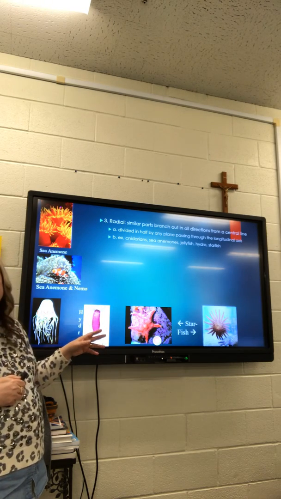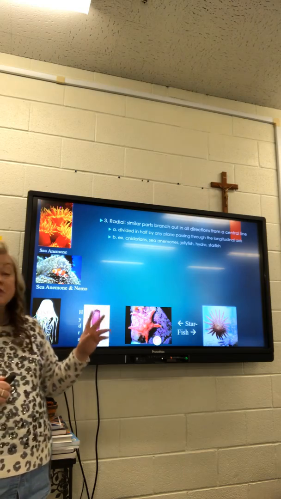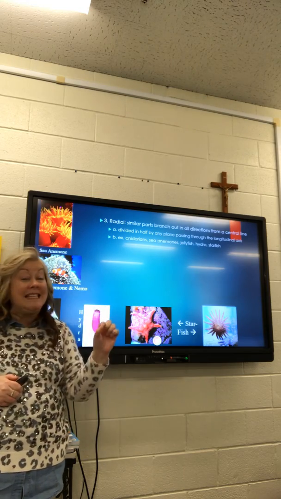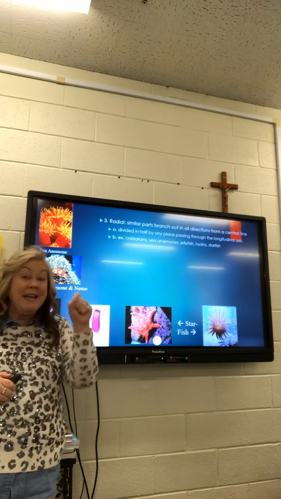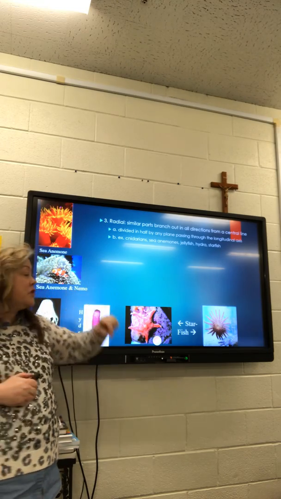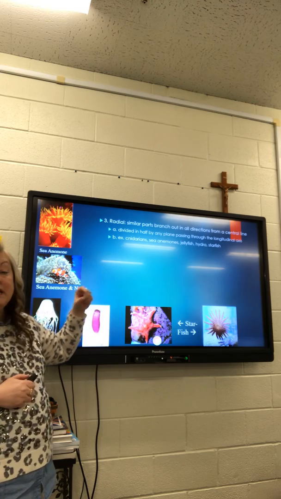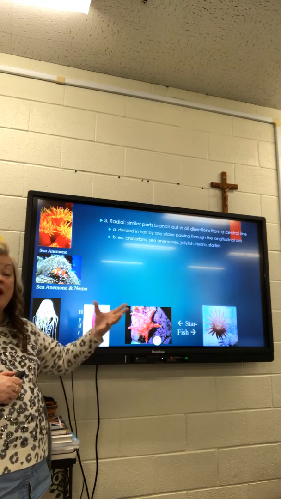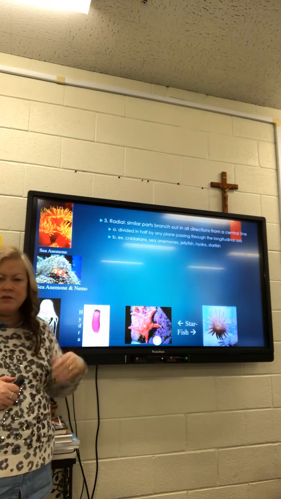Remember, starfish have a special type of symmetry actually called pentaradial. And you might hear the word penta in the term pentaradial. Penta means 5. So starfish have symmetry in 5s, whether that's 5 arms, 10 arms, 15 arms, and so forth.